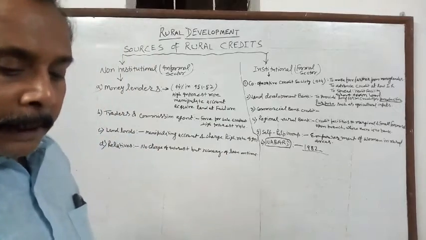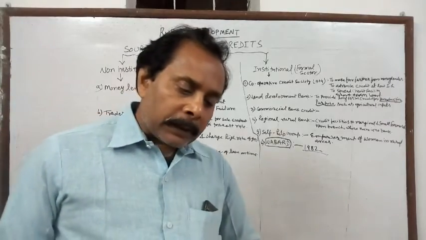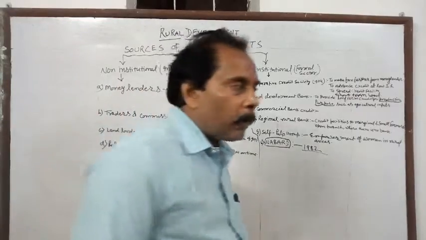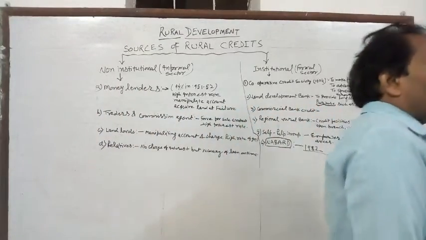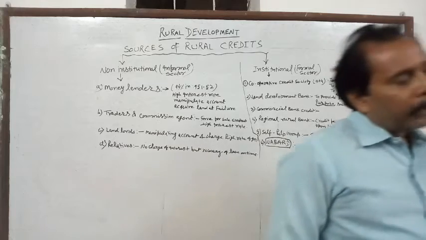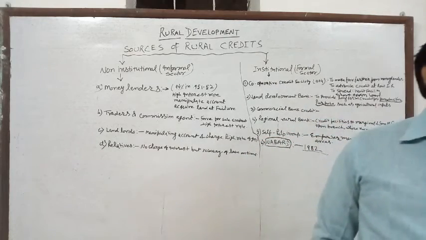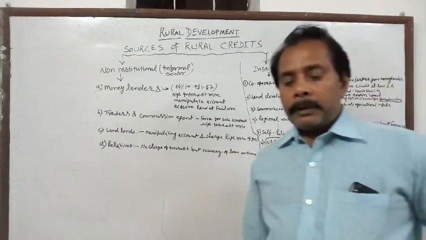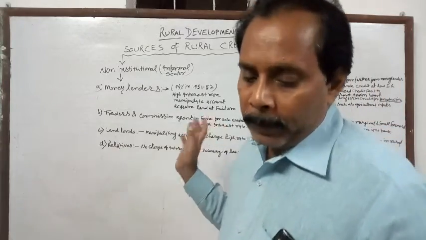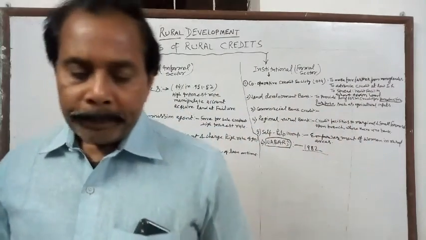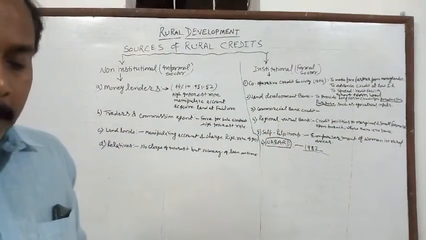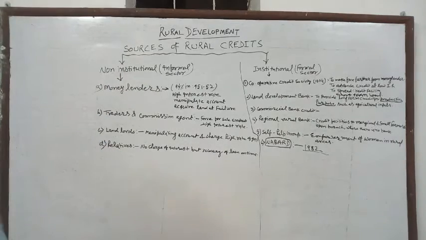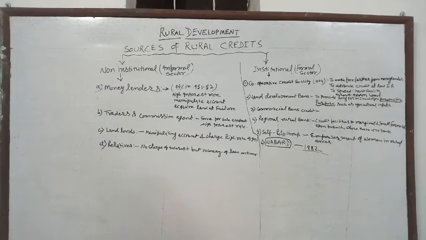Next we can say it coordinates the functioning of different financial institutions involved in advancing rural credit. So in this way we find that there are a number of important functions of NABARD and they are being fulfilled by it. Okay. Now come to the next, that is agricultural marketing.